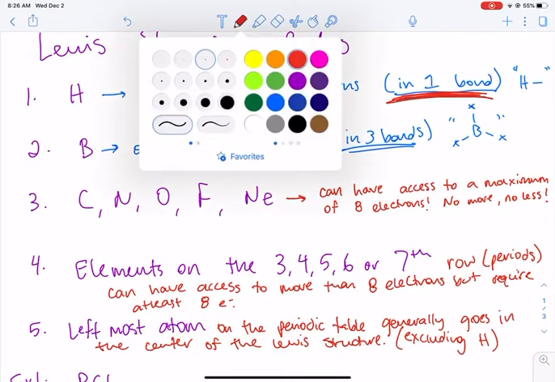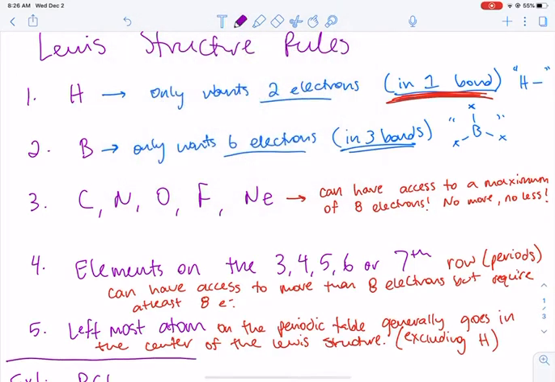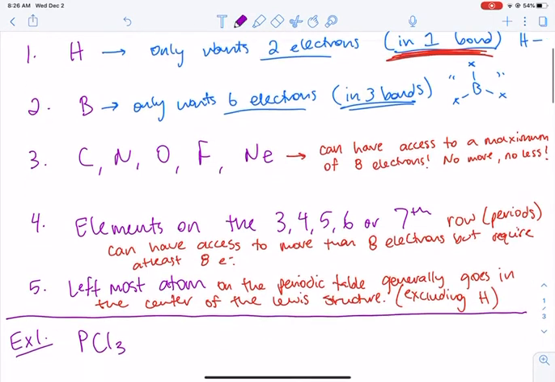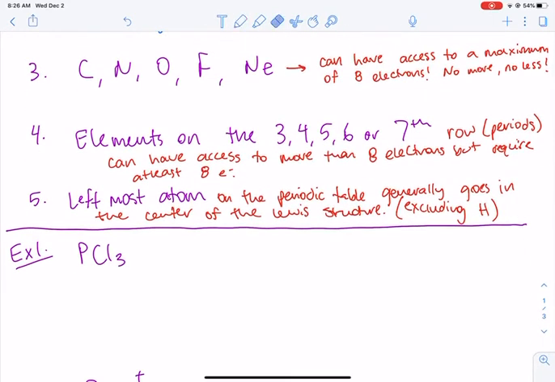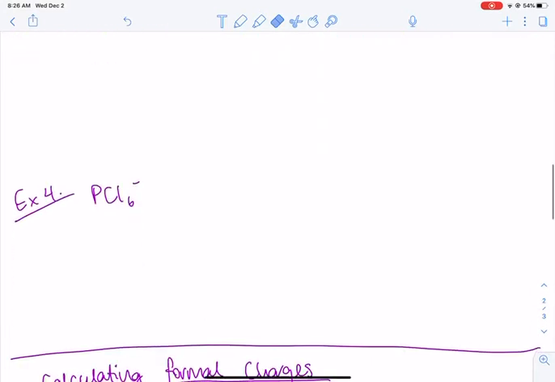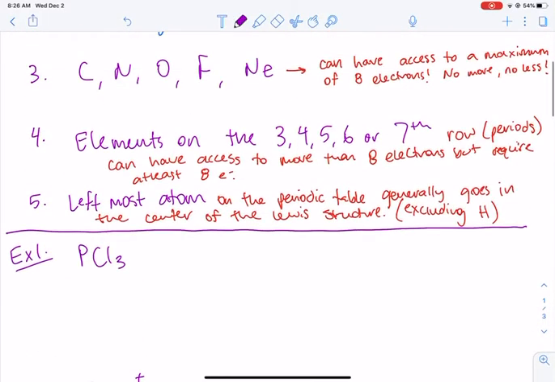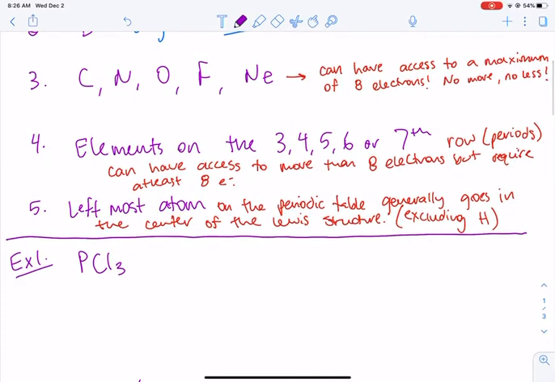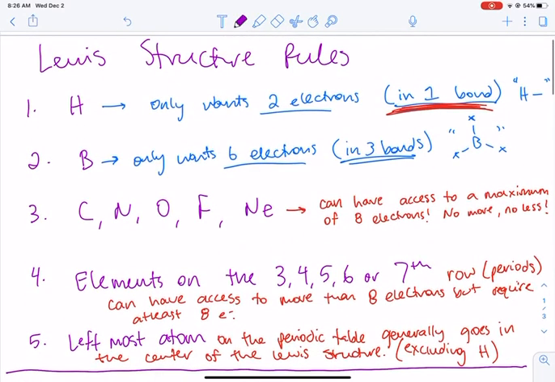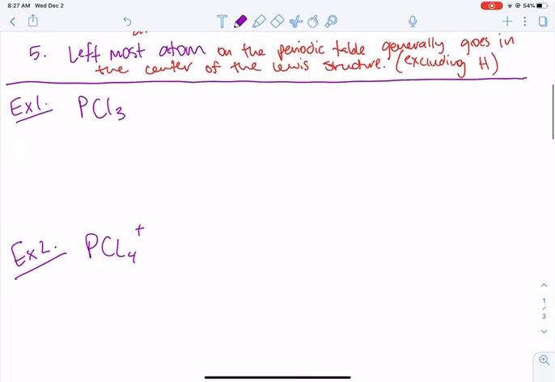So then let's do some examples then. Okay, so now we're going to do some examples on Lewis structures. So these are the main rules. These rules are going to help guide us. Let's draw some of these.